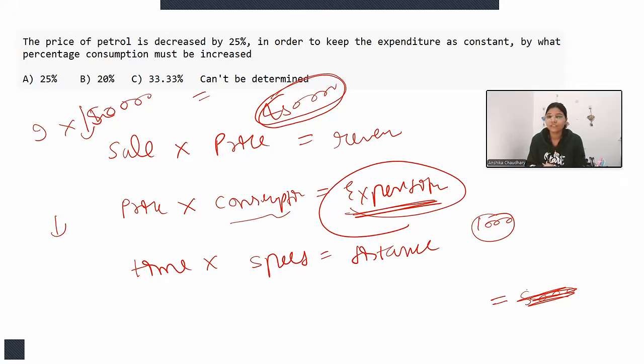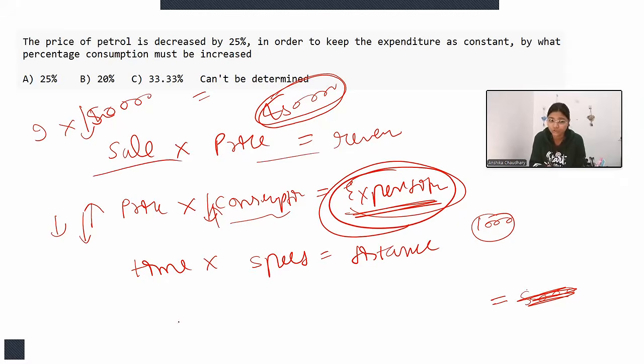So the phenomenon is simple. If the price is increased, you need to decrease the consumption. If the price is decrementing, you need to increase the consumption in order to keep it constant, no matter whether it is in the price-consumption equation, the sale-price equation, or time, speed, distance, right? Similarly here, for this type of question, I will share a shortcut trick, but you can understand that shortcut trick only after understanding this concept, right?